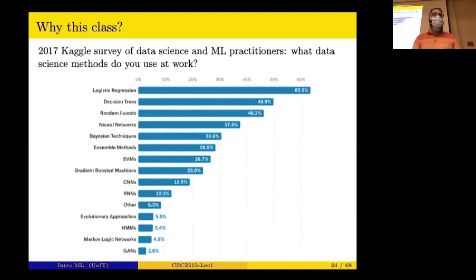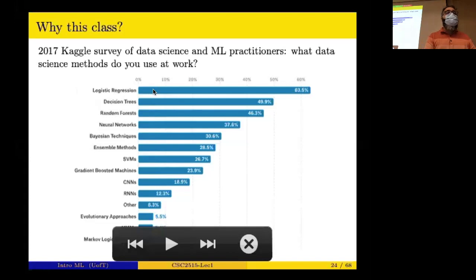And the practitioners use methods like logistic regression. This is the percentage that they use: logistic regression, decision trees, random forest, and then neural networks and other techniques. The first three we are going to talk about. We are also going to talk about neural networks, but just one lecture.